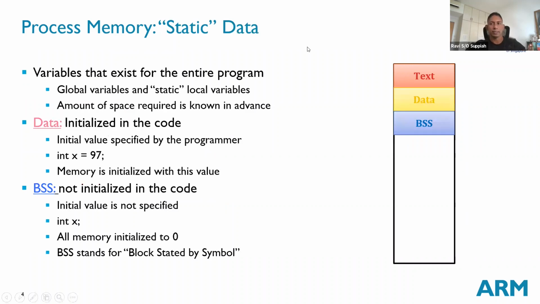The next is variables. Variables that exist could be of different types. You have global variables and static variables. For global variables and static local variables, there are two areas where they can be allocated: one is data, the other is BSS. If I declare a variable and initialize it with a value, then that goes into the data segment. If I declare a variable but I do not initialize it to any value in the code, then it goes into the BSS segment.